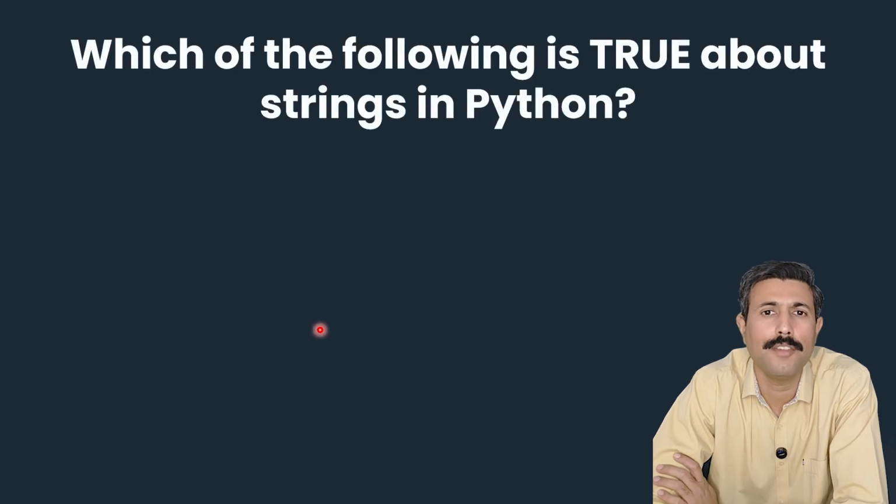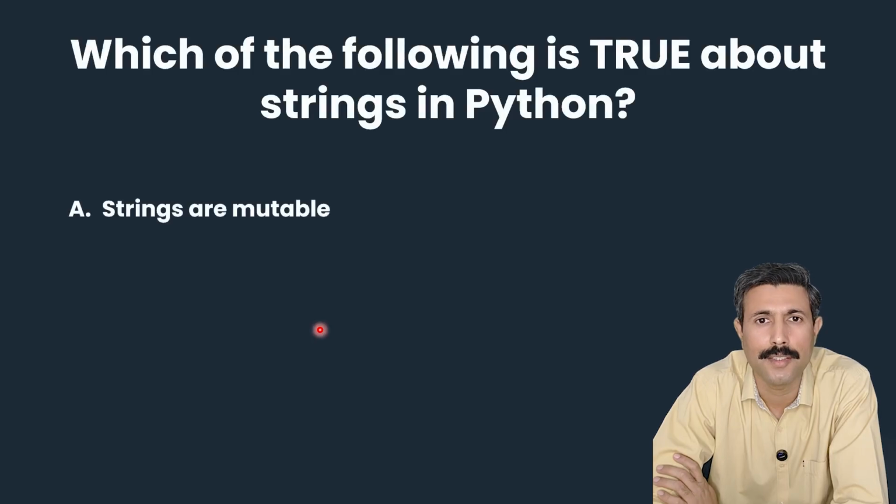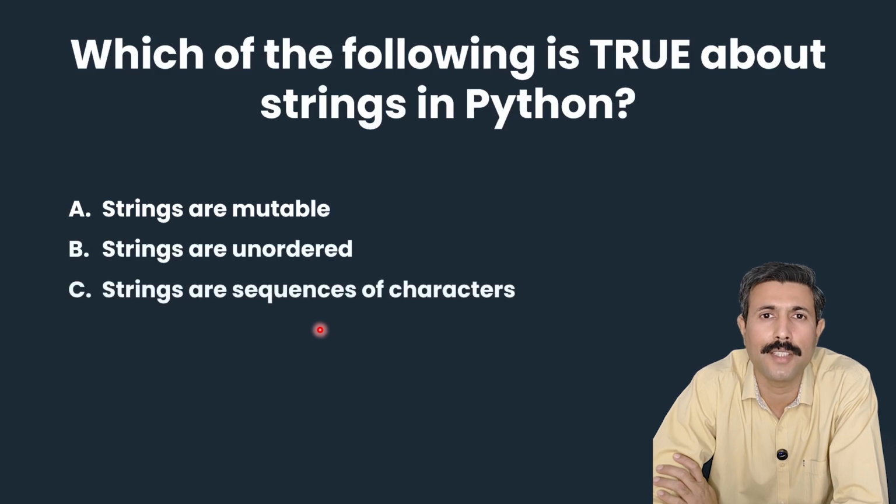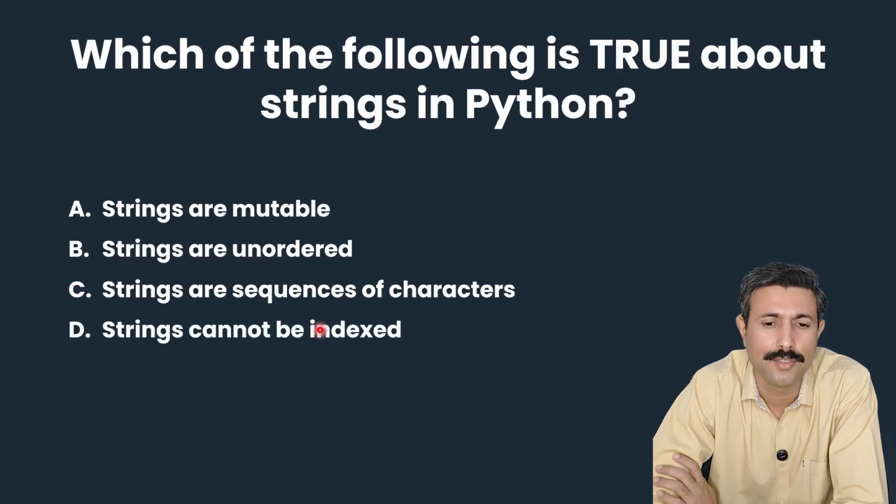Now let us check how well you have understood strings. So here is a quick question for you. Your question is this: which of the following is true about strings in Python? Your options are: A. Strings are mutable. B. Strings are unordered. C. Strings are a sequence of characters. And D. Sequences cannot be indexed. So here you have all these four options.